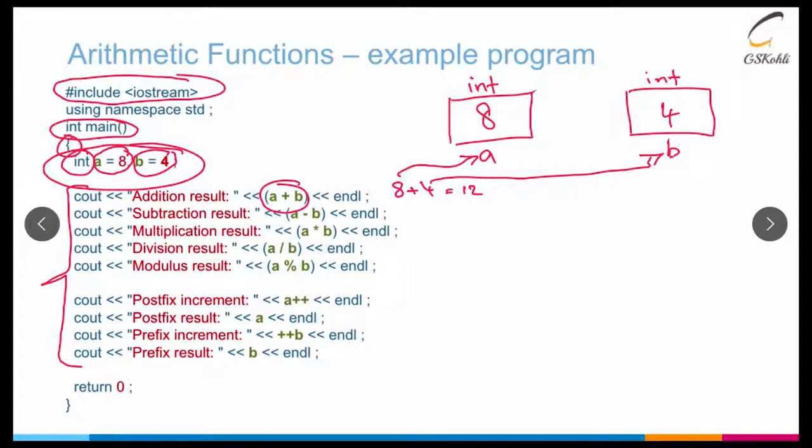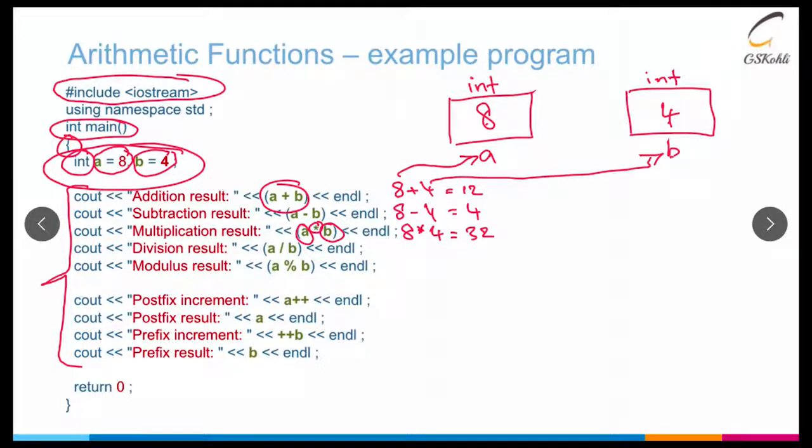We can start matching it up if all the answers are right. The second one looks at a minus b, which is 8 minus 4, and the answer should be 4. The next one looks at a times the value of b, so in our case it is 8 and 4, so 8 times 4, and it should be 32.